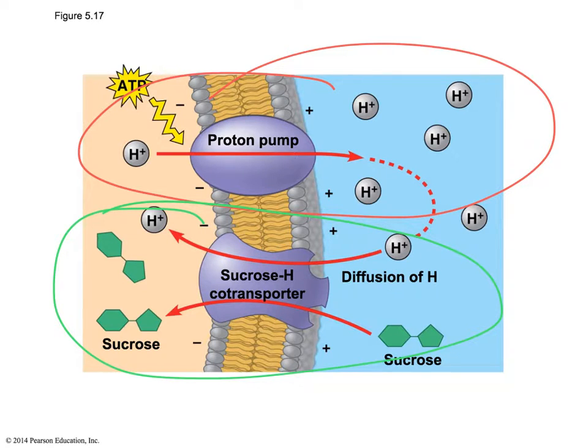So ATP is broken down to ADP during primary. Yes. Can sucrose bind if it's not hydrogen but another ion? So it depends upon the protein, but it'll be specific for the ion. In this case, this is a sucrose-hydrogen co-transporter. It'll only transport sucrose and a hydrogen ion, not a calcium or anything like that.